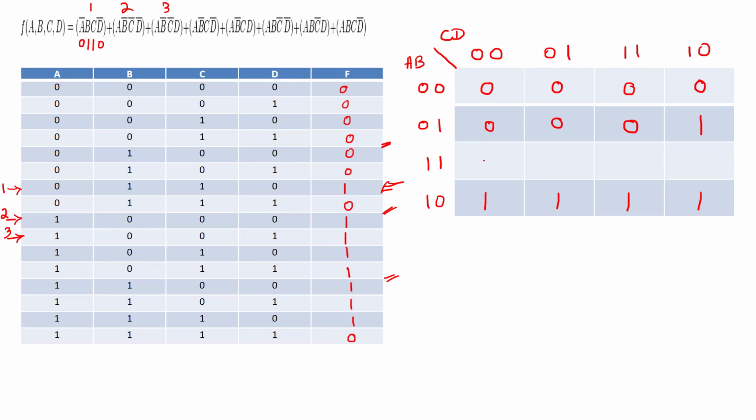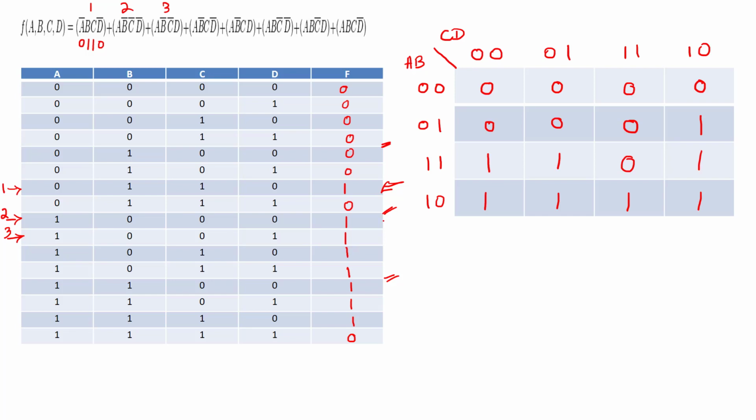1100, which is my third row here and my left column. So that value is 1. Next row is 1101, and the value of f for that is going to be 1. Next is 1110, which is this last cell over here. Value is 1, and the last value is going to be 0.